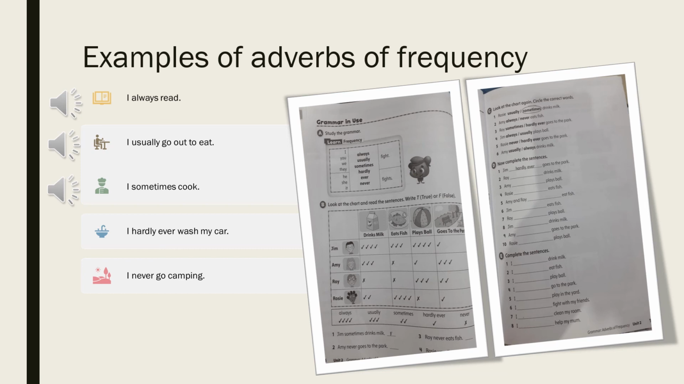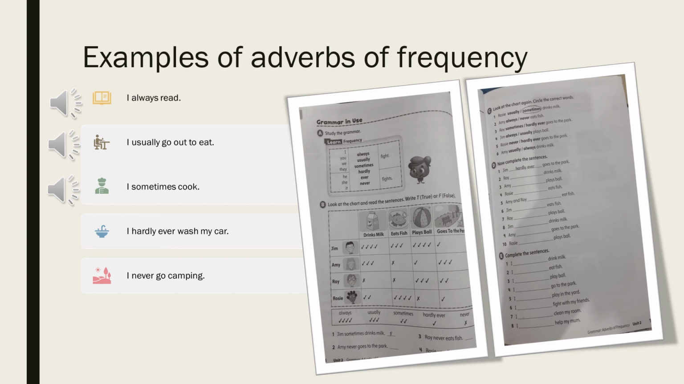Number 4, Jim always or usually plays ball. Go in Jim and see plays ball. It shows 4 checks, that means always. So you will circle always. Number 5, Rosie never or hardly ever goes to the park. Have a look at Rosie in the chart and goes to the park. It shows 1 check, that means hardly ever.